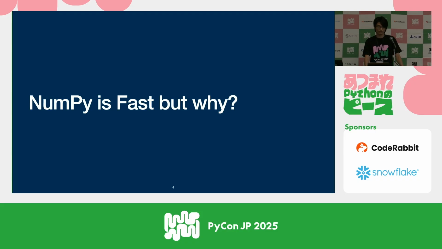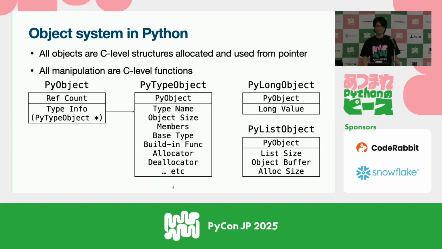To answer this question, we first have to know about the object system in Python. All the Python objects are structures in C language. So they all have the same header, which is called PyObject on the left-hand side, and it contains a reference count for garbage collection and type information to identify which type it is. The type information might contain the type name, the size of the object, and some member variables or member functions, etc. For example, on the right-hand side, you can see there are two objects.